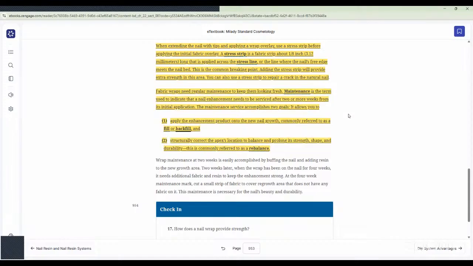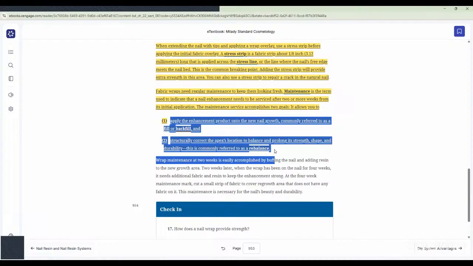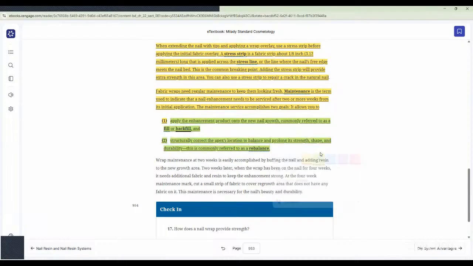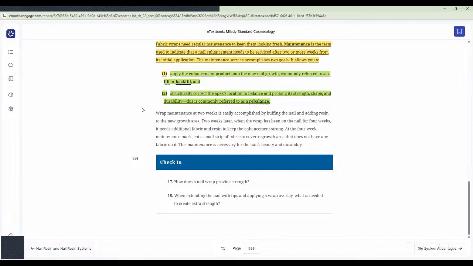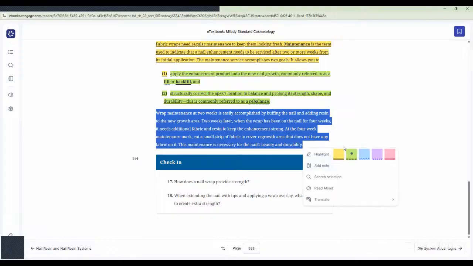You can see some of your natural nail and you can see the acrylic nail, and so we need to rebalance that. In rebalancing that, we'll clean this up and apply more acrylic to balance it and make it a more even nail. Traditionally we call it a fill-in or a back fill. Let me put that in a different color so we know it's a fill-in or a back fill. With wraps, we mainly do this about every 2 weeks, and we also do fill-ins and back fills within 2 to 4 weeks as well.